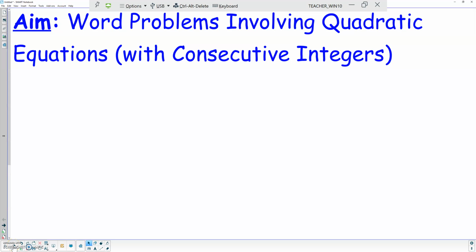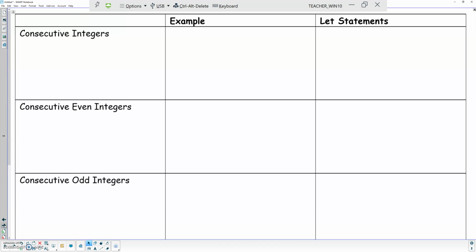So in this lesson, we're going to do a little more work with word problems involving quadratic equations, and specifically we're going to look at word problems that involve consecutive integers. Okay, so let's first review consecutive integers.